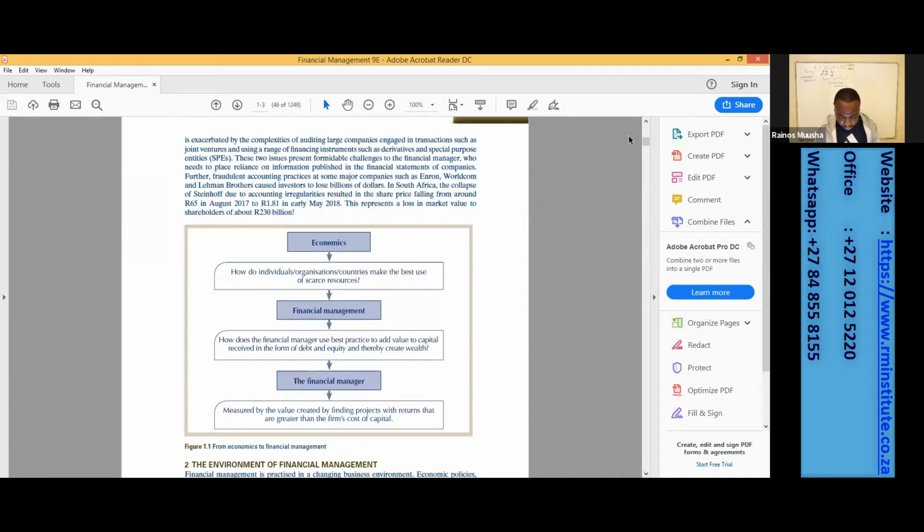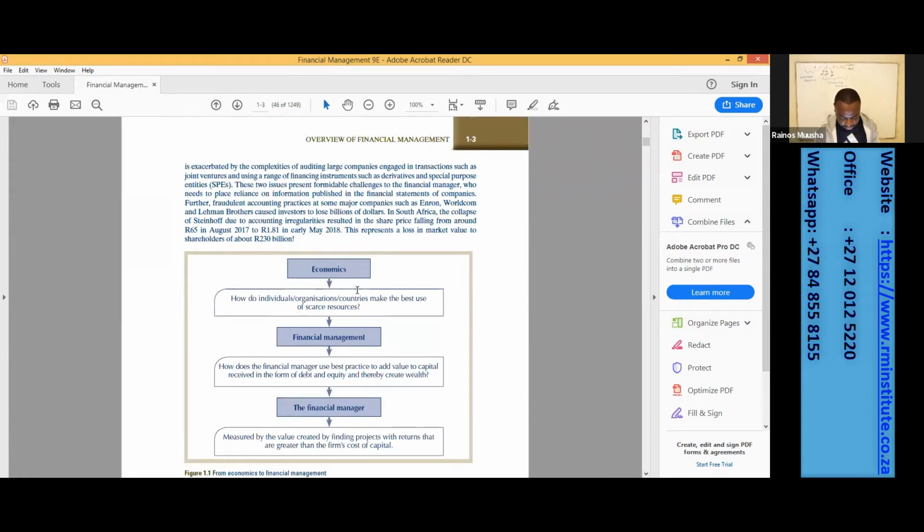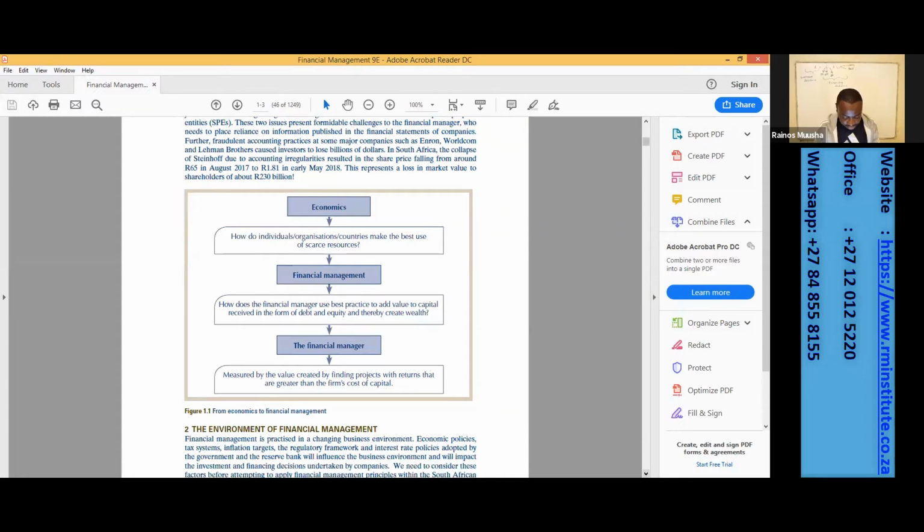So on page 3, they basically look at the different links where they say with economics, how do individuals, organizations, countries make the best use of the scarce resources? Then with financial management, how does the financial manager use best practice to add value to the capital received in the form of debt and equity and thereby create wealth? And the financial manager is going to be measured by the value created by finding projects with returns that are greater than the firm's cost of capital.